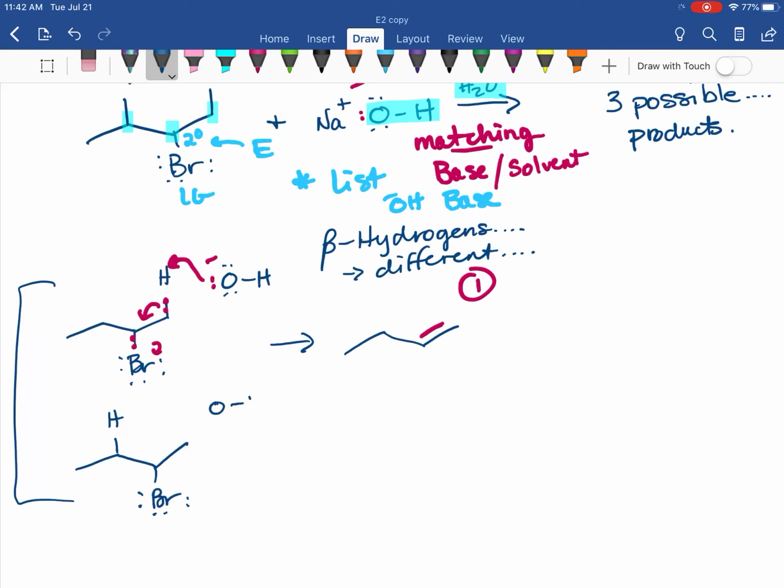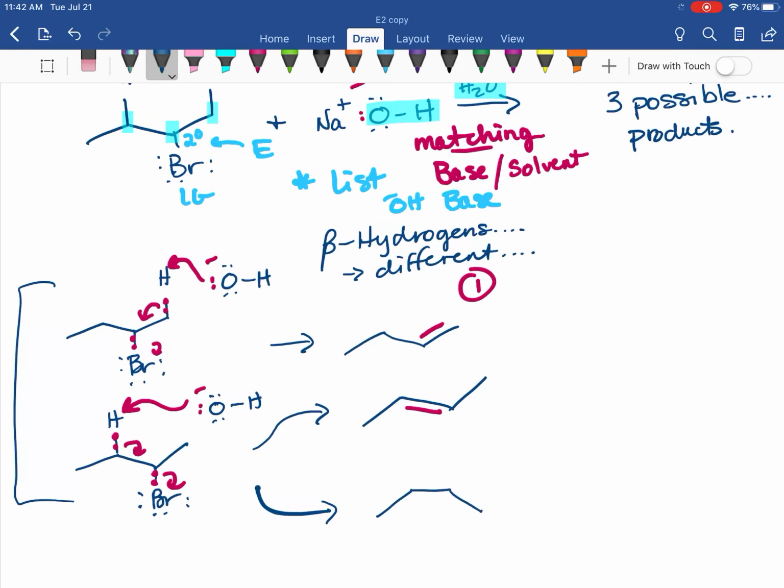Okay, now here's where the plot really thickens. Let's take the other one. Our mechanism is virtually the same. It's all about a competition of collisions. So what is your base going to bump into? Well, it's going to bump into that beta hydrogen. And now which way do we go to collapse those electrons? Has to go towards your leaving group. So then now, let's check it out. We can make this alkene. Okay, or shut the front door, check it out.